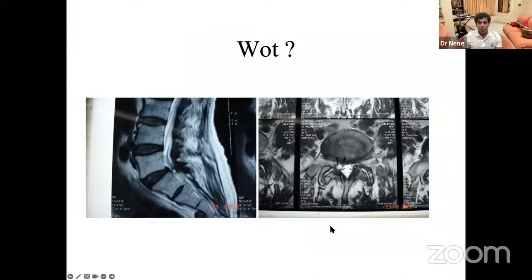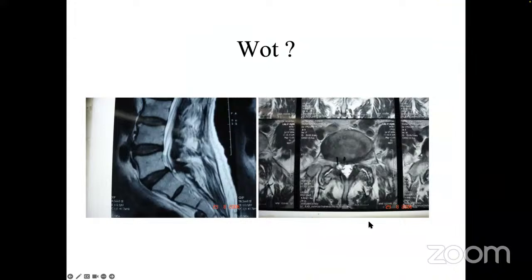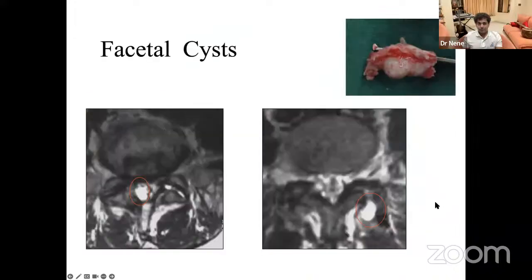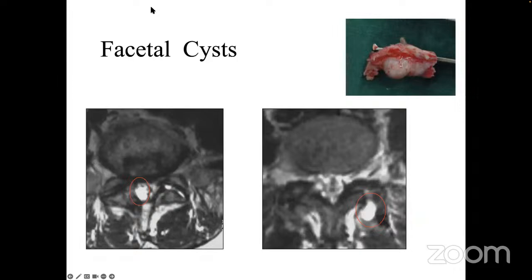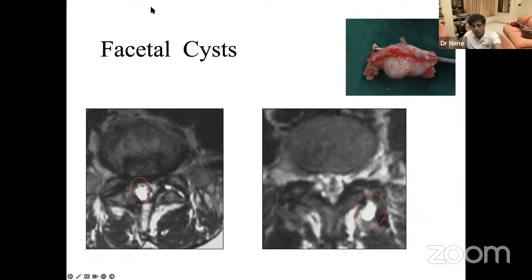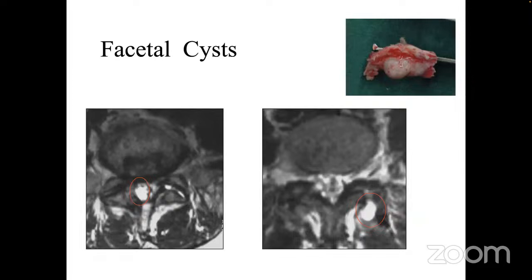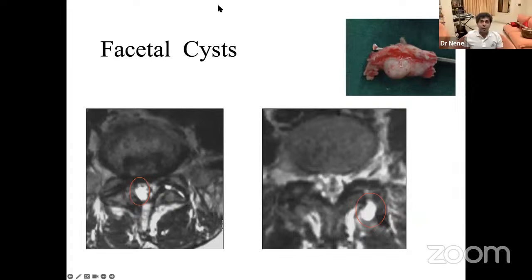Anyone quickly shout out, what is this? Cyst. Perfect. It's a facet cyst. How do they present? How do facet cysts present? Instability, sir? No, they present with acute radiculopathy. They're a sign of instability, but they present with acute radiculopathy, not constant pain. I'm sorry, that's not the right answer.